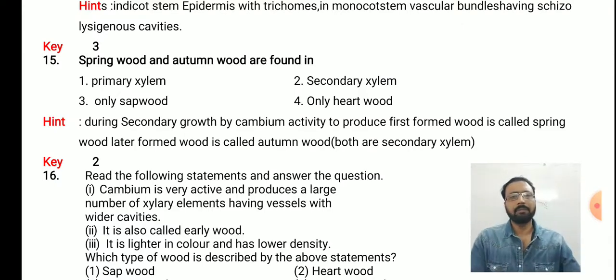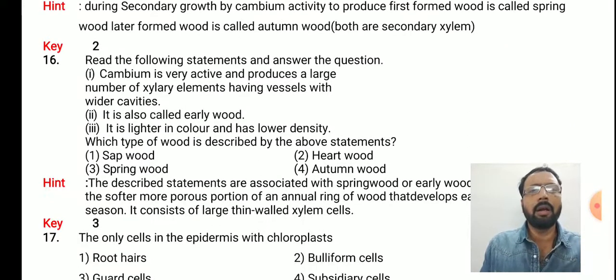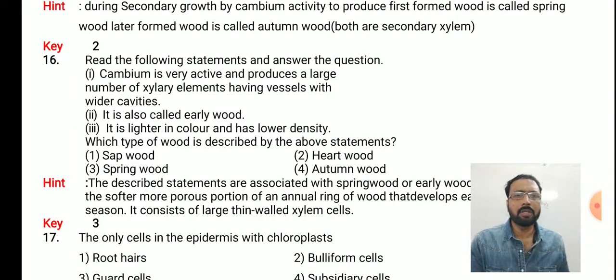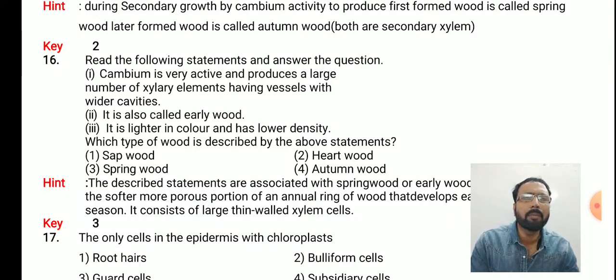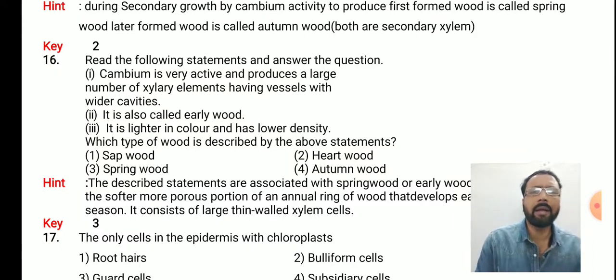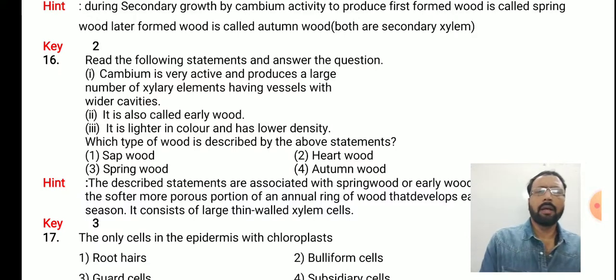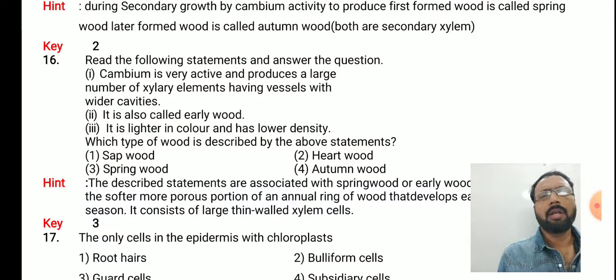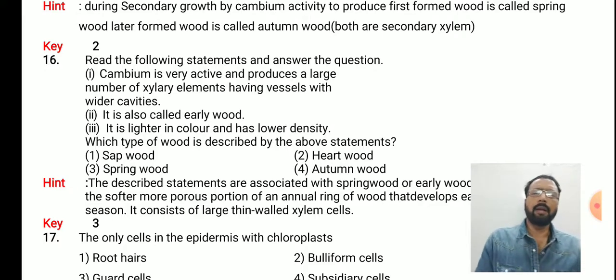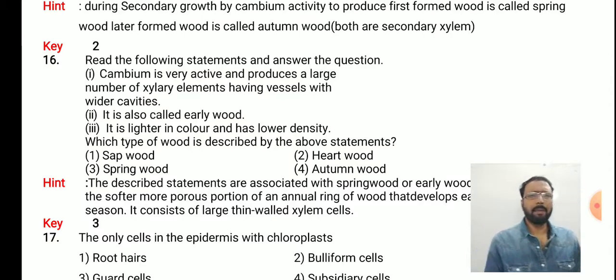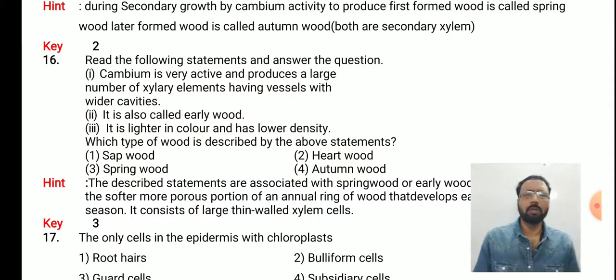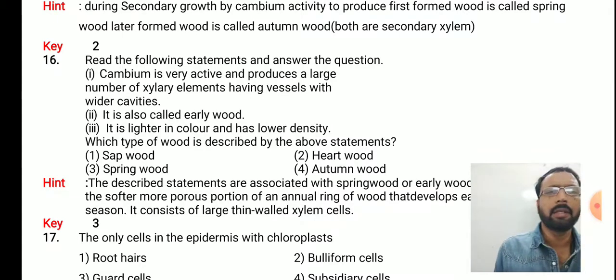Secondary xylem. Next, read the following statement to answer the question. Here, the cambium is very active and produces a large number of xylary elements having vessels with a wider cavity. It is also called early wood. It is lighter in color and has lower density. Which type of wood is described by the above statement? Definitely spring wood. The answer is spring wood, clearly.